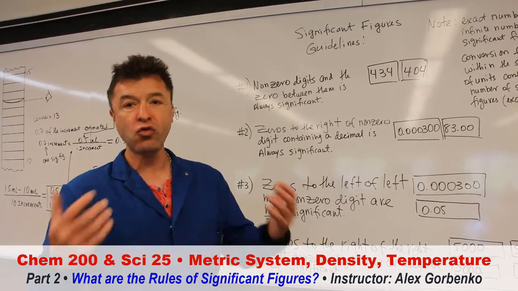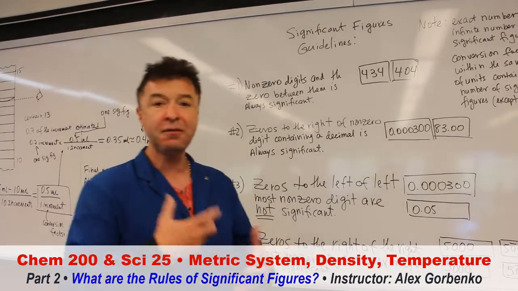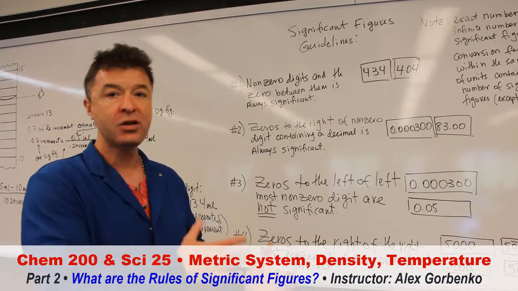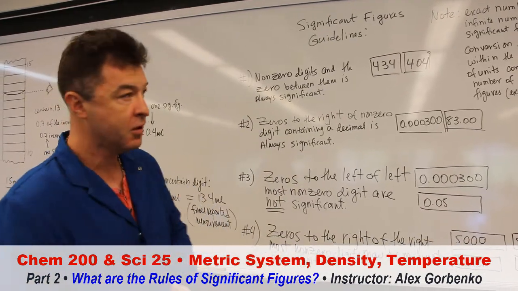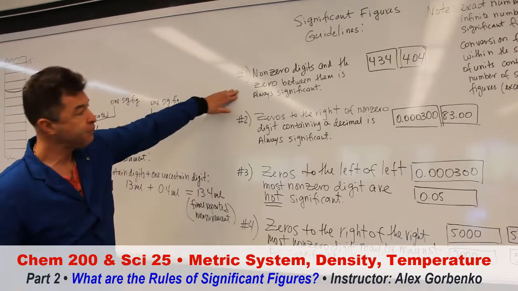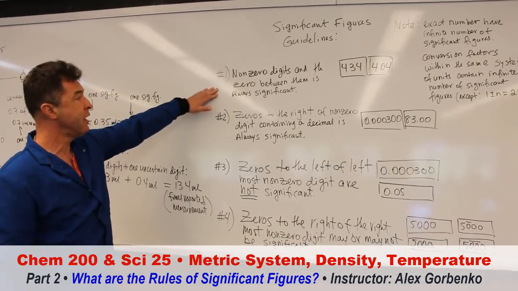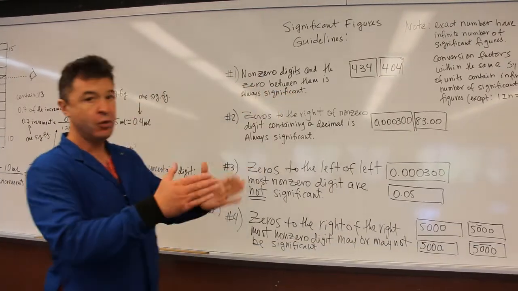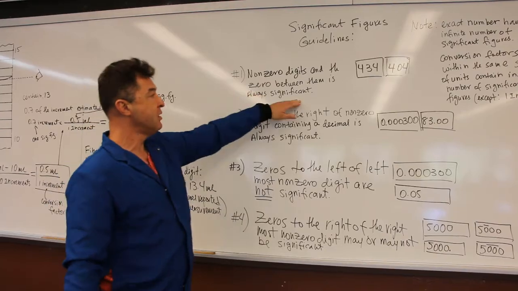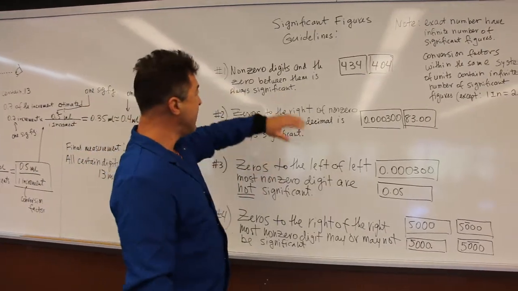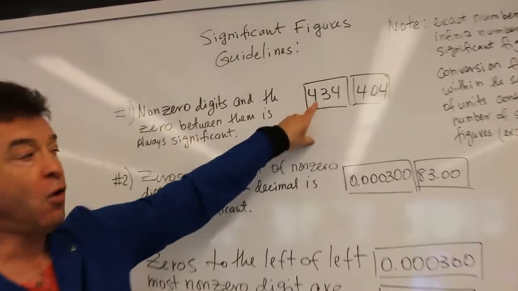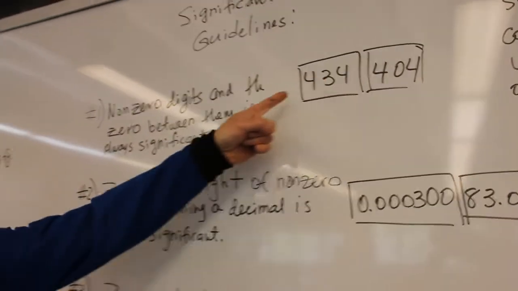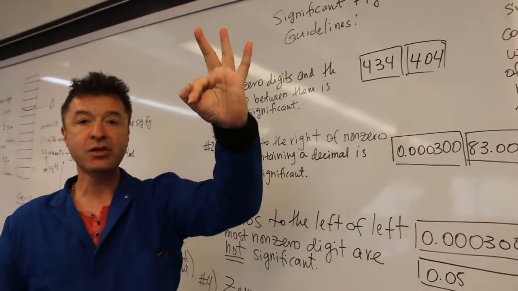But there are also rules that go to the very specifics of different numbers, letting you know which number has how many significant figures. So let's start with rule number 1. Rule number 1 tells us that non-zero digits and the zero digits that are between the non-zero digits are always significant. I'll give you an example of non-zero digits here, 434. All of these digits are always significant, and so in this number you have 3 significant digits.